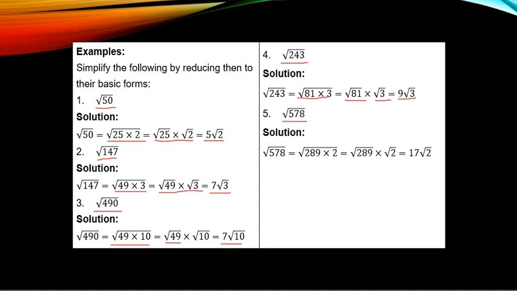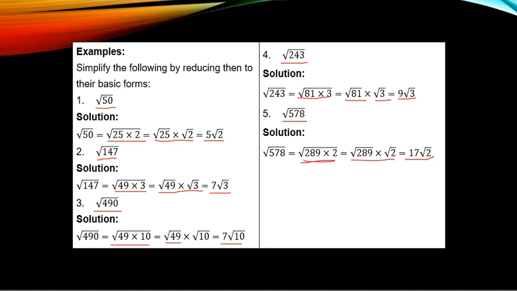Now take 578. If you divide by 2, you are going to have 289 times 2. 289 is a perfect square because its square root is 17. So you have root 289 times root 2. When you do that, you have 17 root 2.